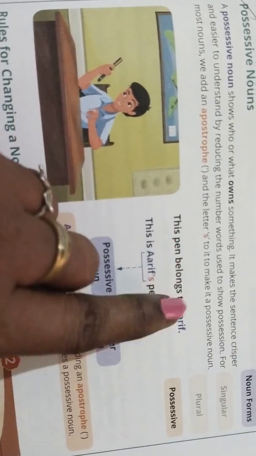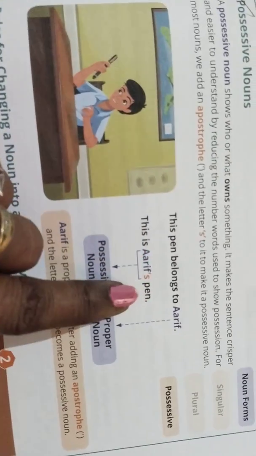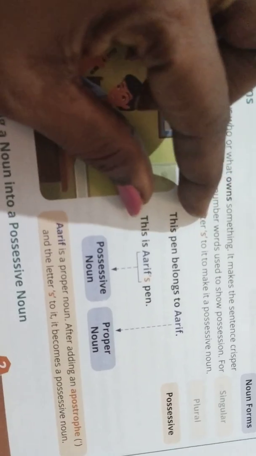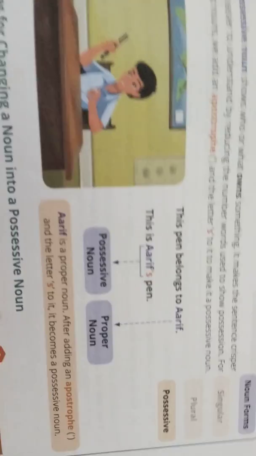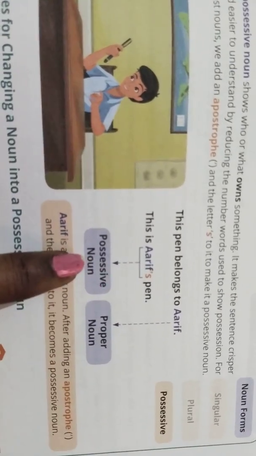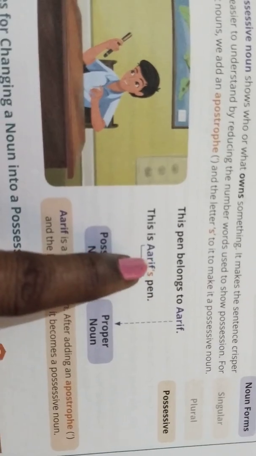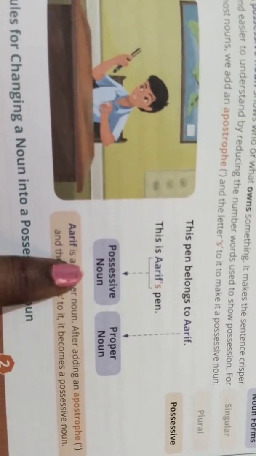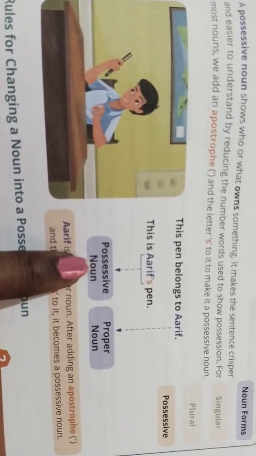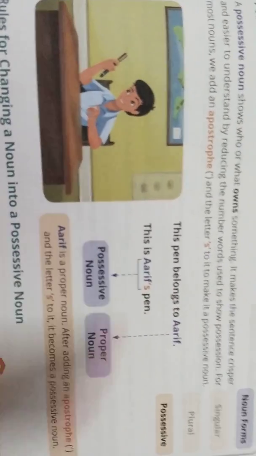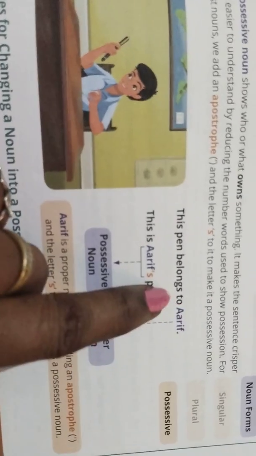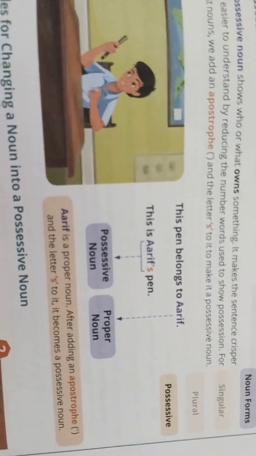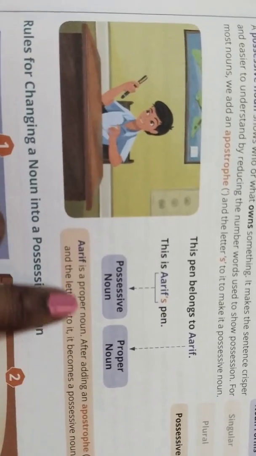So here is an example sentence given for you. This pen belongs to Arif. So this is Arif's pen. You can see the difference of these two sentences. The second sentence is crisper and very easy to understand, isn't it? So we'll call it a possessive noun because the pen is owned by Arif. Here you can know that Arif is a proper noun. If a particular person is given a specific name, it is a proper noun.